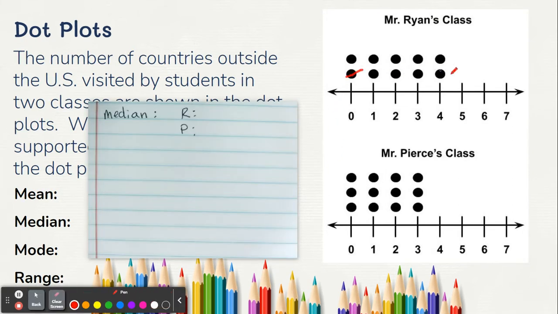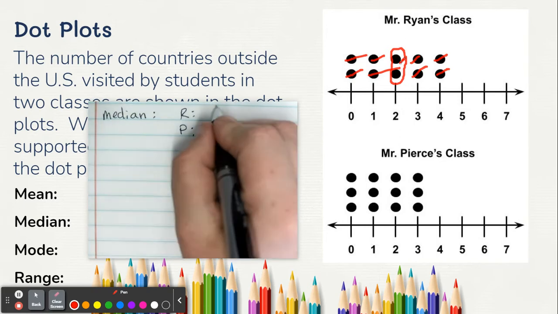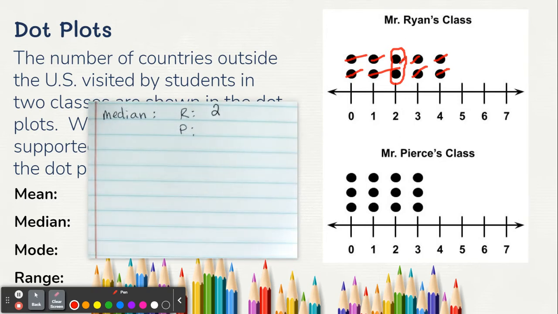So 1 at the beginning, 1 at the end. Okay, and that'll get it all the way to the middle. So I'm going to keep crossing off 1 at the beginning, 1 at the end, which leaves 2 in the middle. Since they're both 2, that means my middlemost number is going to be 2. Okay, so my median is 2 on this one.